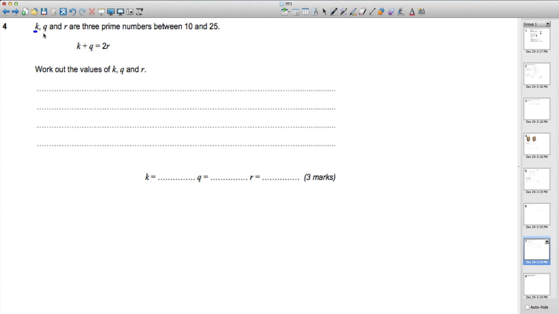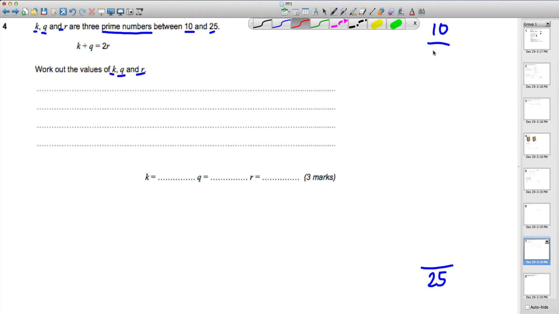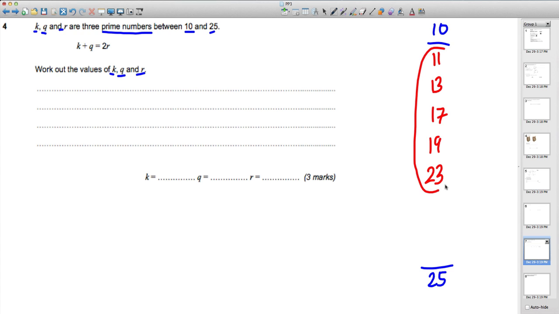Question 4. K, Q and R are 3 prime numbers between 10 and 25. Work out the values of K, Q and R. First thing I do, before I even read what this is about, I would list the prime numbers between 10 and 25. So 10's not prime and 25's not prime, but let's list the primes in between. 11 is, 12 isn't, 13 is, 14 isn't, 15 isn't, 16 isn't, 17 is, 18 isn't, 19 is, 20 isn't, 21 isn't, 22 isn't, 23 is, and 24 isn't. So here is our list.